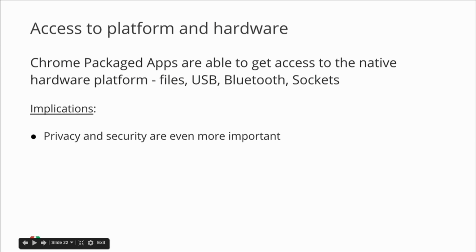This, of course, has implications. Anytime you give the user access to things like the hardware, security and privacy become even more important now. Now it's not just cookies anymore. Now it's like, oh, I can discover devices around me, and I can get files, and I can open up raw data sockets and start exchanging data with anybody I want. So it's important to remember that these issues become paramount when you have these kinds of capabilities.